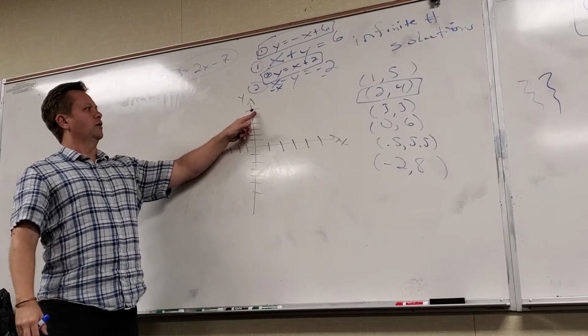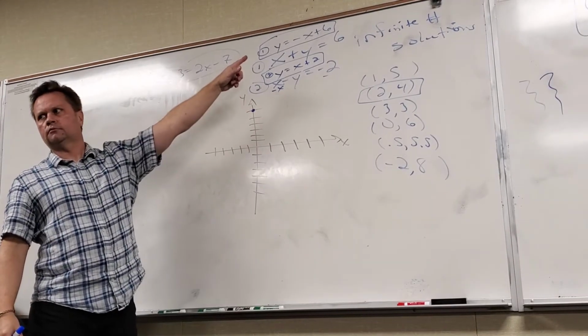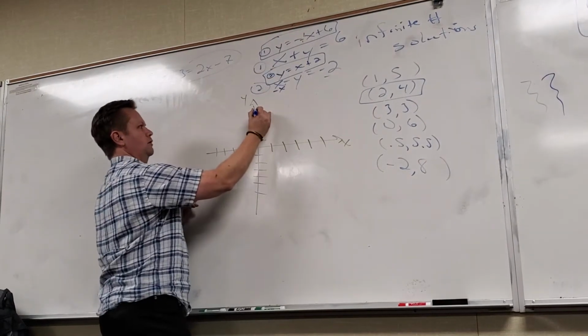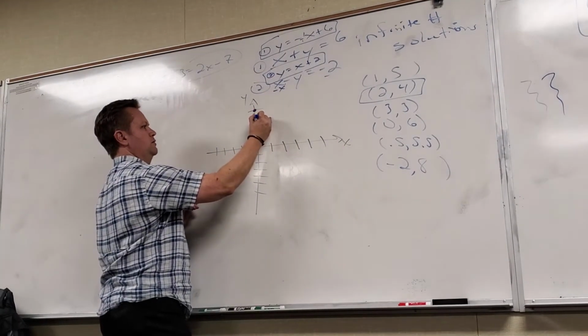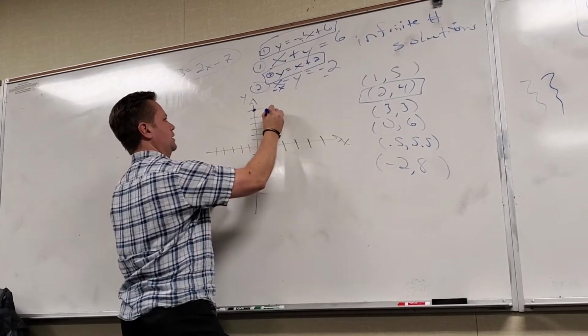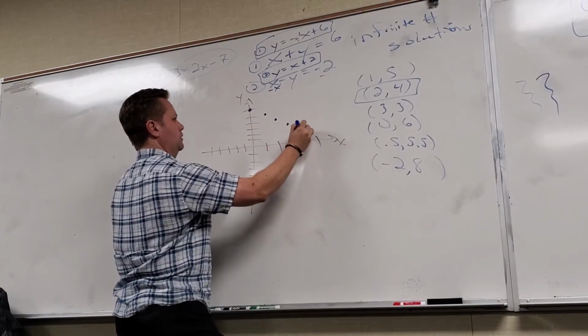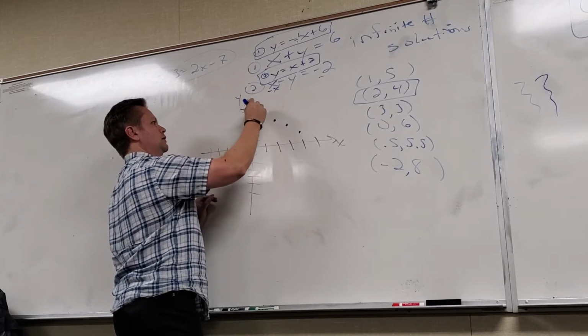And then what's the slope? Minus 1. Minus 1 over 1. So I go down 1, over 1. Let's do it again. Down 1, over 1. Down 1, over 1. Okay, that's enough. And there's the line, right?